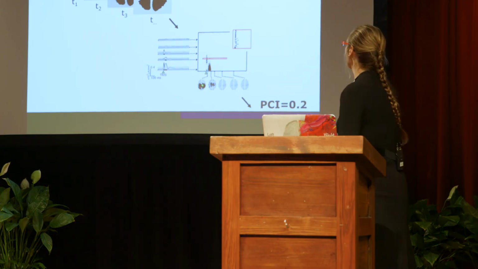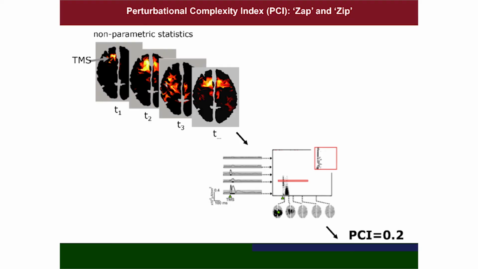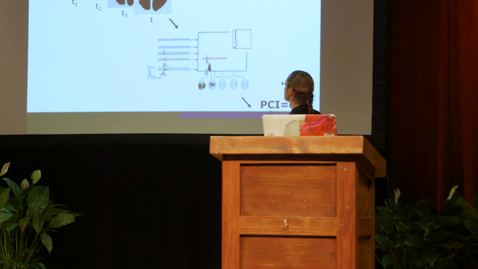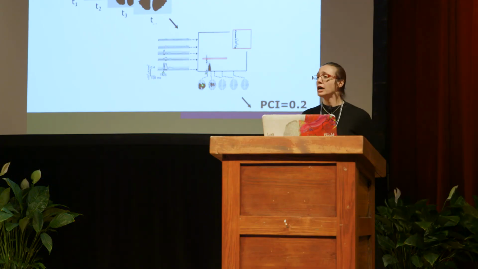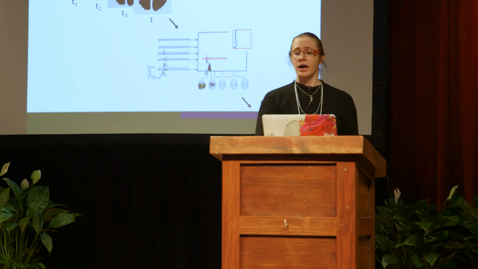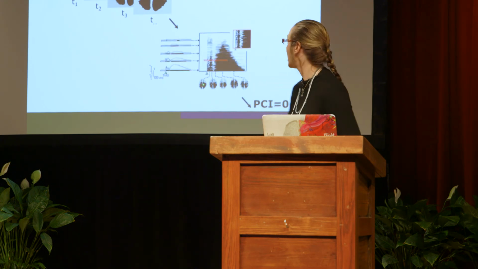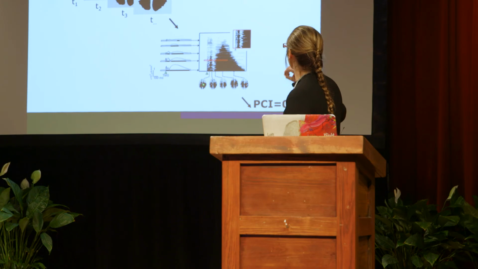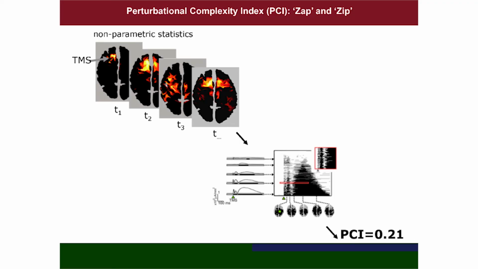And actually, that PCI index, in the first trials, was really capturing what we wanted to capture, because if the response is very local, PCI will be very low. But also if you have a large response but very stereotyped, like a big slow wave, then it will also be very low. Only if the response is integrated and differentiated, complex, PCI will be high.